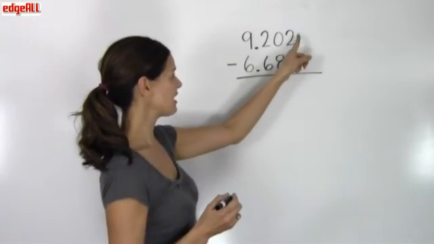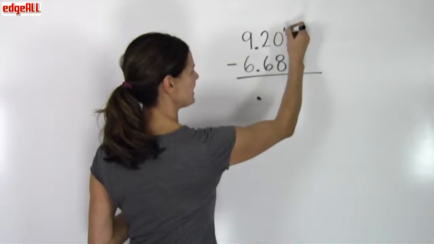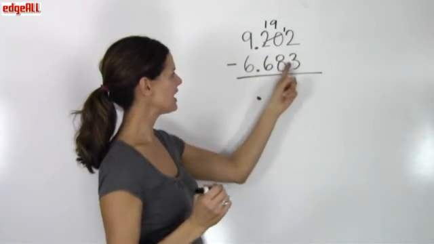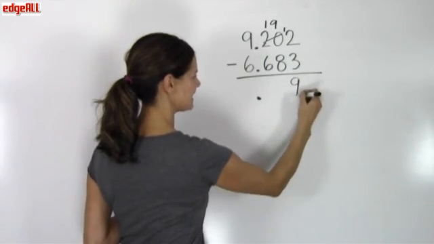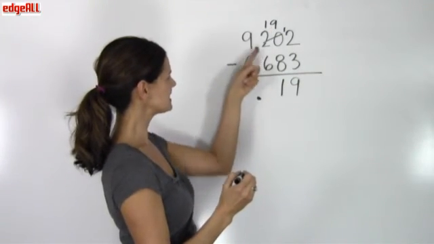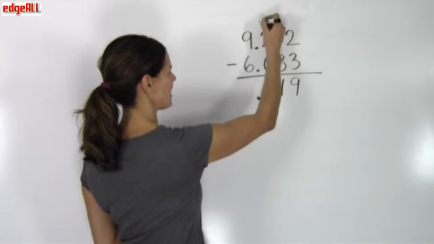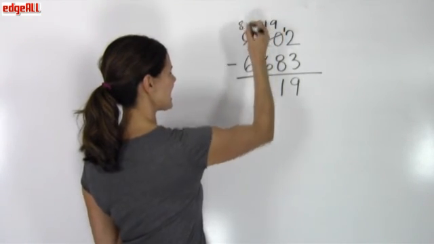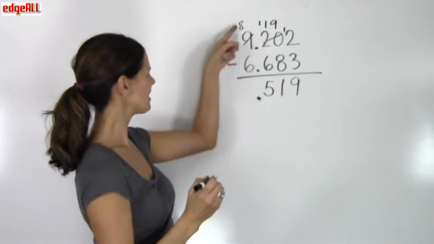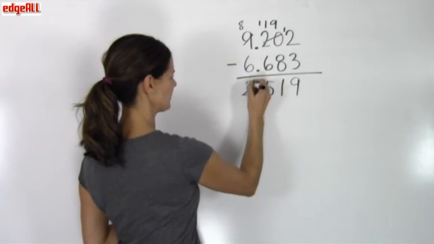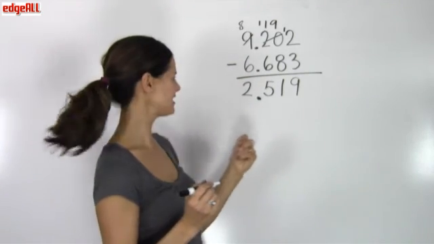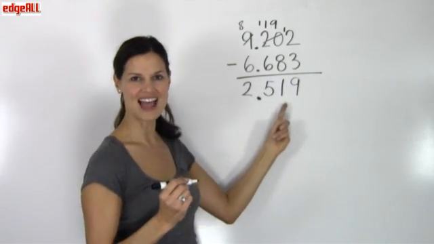So 3 away from 2, I need to borrow 1 here, so I'm going to make this 20 and 19, and 12 minus 3, or 3 away from 12 now is 9. 8 away from 9 is 1. 6 away from 1 I can't do, so I need to borrow 1 again here, make this 9 and 8. 6 away from 11 is 5, and 6 away from 8 is 2. So 9.202 minus 6.683 equals 2.519.